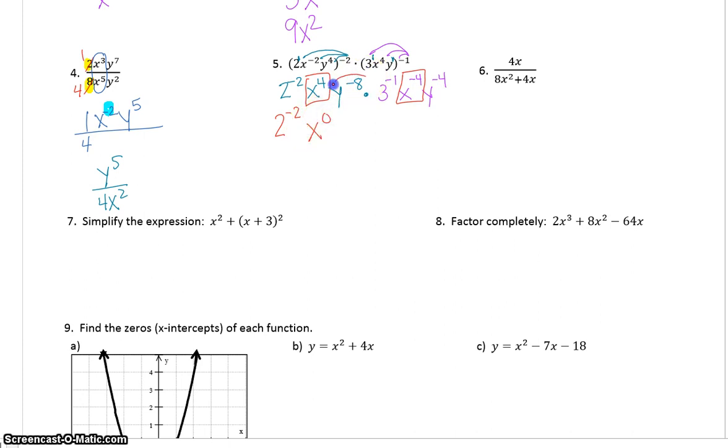Then I'm going to look at y to the negative 8th and y to the negative 4th. Again, I'm going to add those exponents and get y to the negative 12th. Don't forget about this 3 to the negative 1.